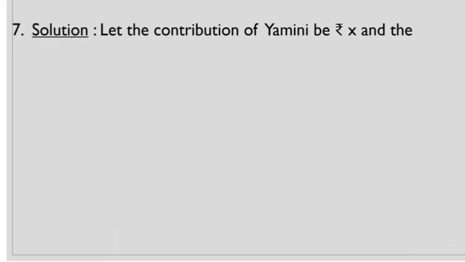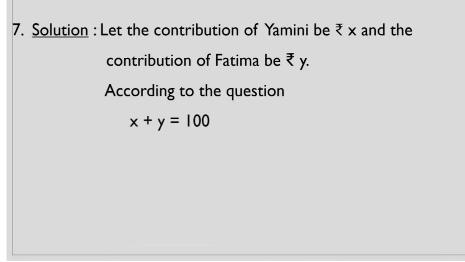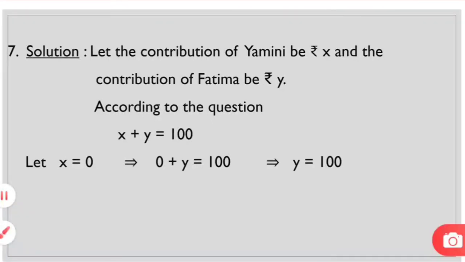So for the solution of question number 7, let the contribution of Yamini be rupees x and the contribution of Fatima be rupees y. According to the question, the sum of the contributions of both the girls is rupees 100. So we will get x plus y equal to 100. Now first let's find three solutions for this equation. Let x equal to 0. So we place x as 0 in the given equation and we get 0 plus y equal to 100.